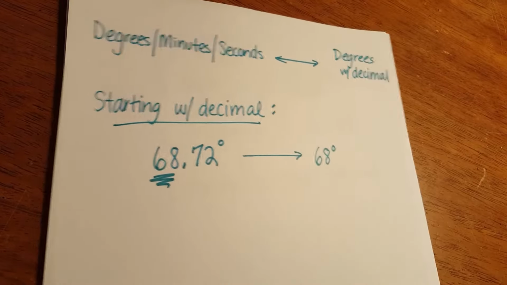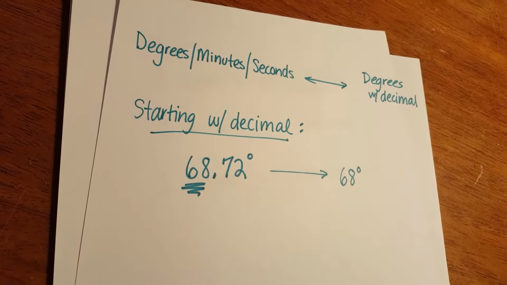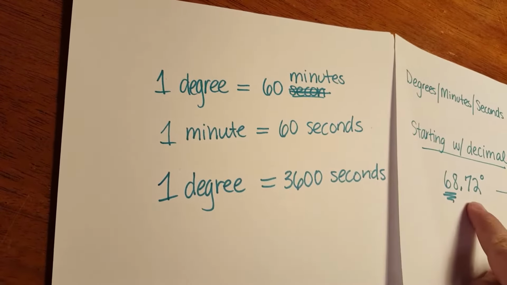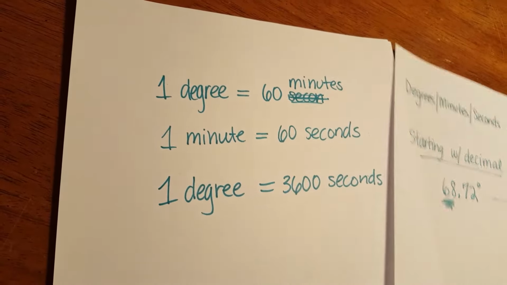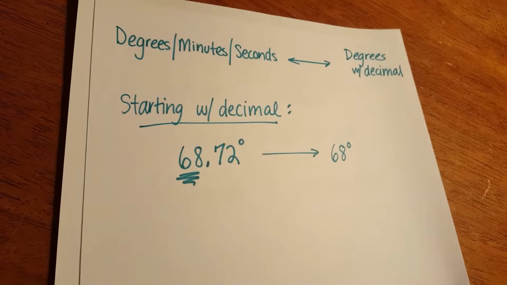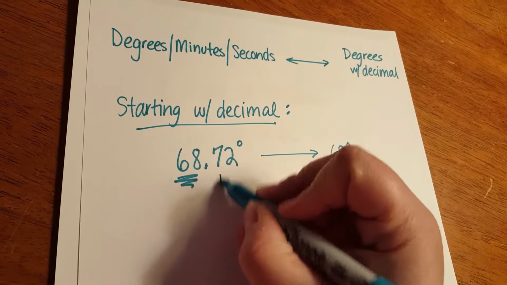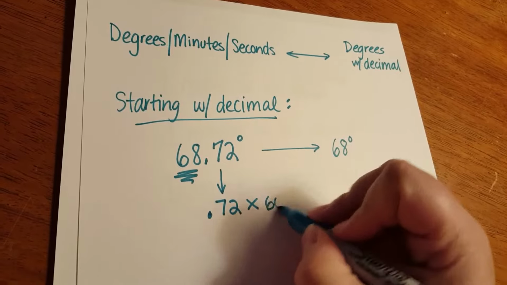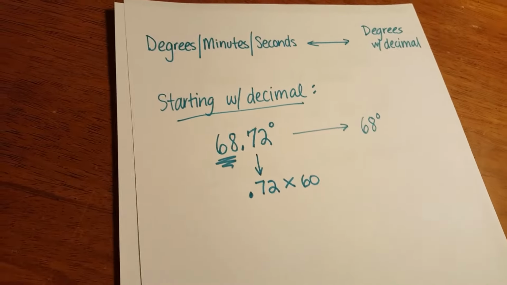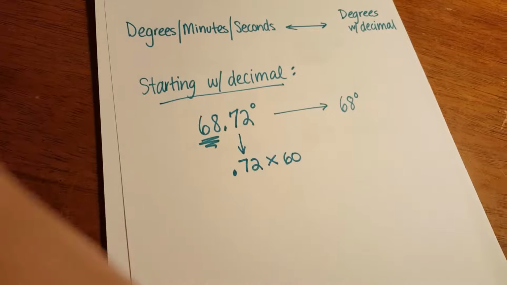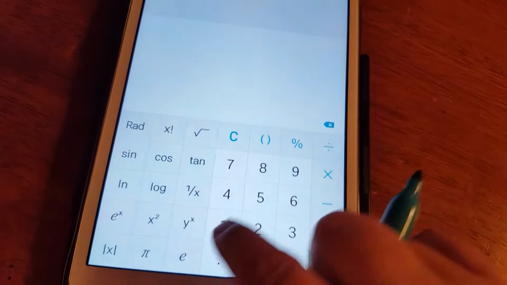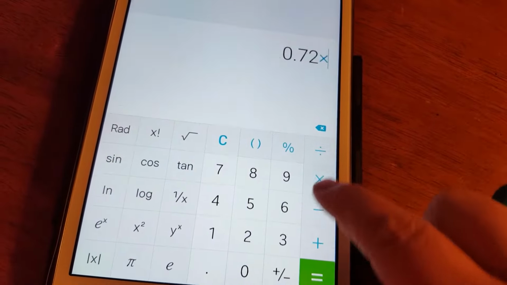Okay, so if we start with a decimal, then basically what it ends up doing is I need to find out what 72 1/100ths of a degree is in terms of minutes. I'm changing it to minutes. So what I do is I take that 0.72, just the decimal, and I multiply it times 60.